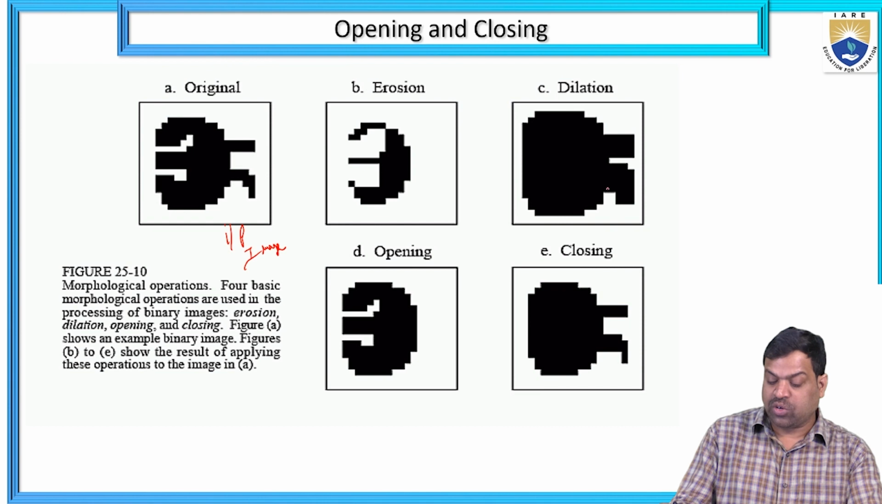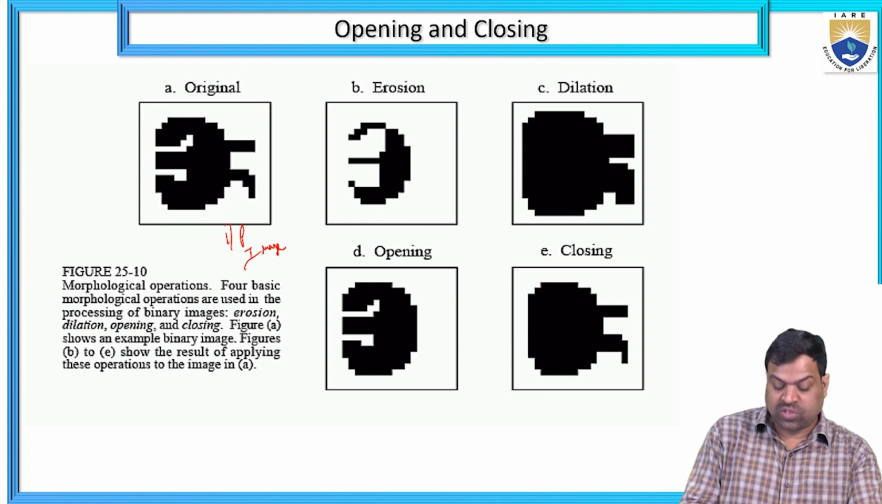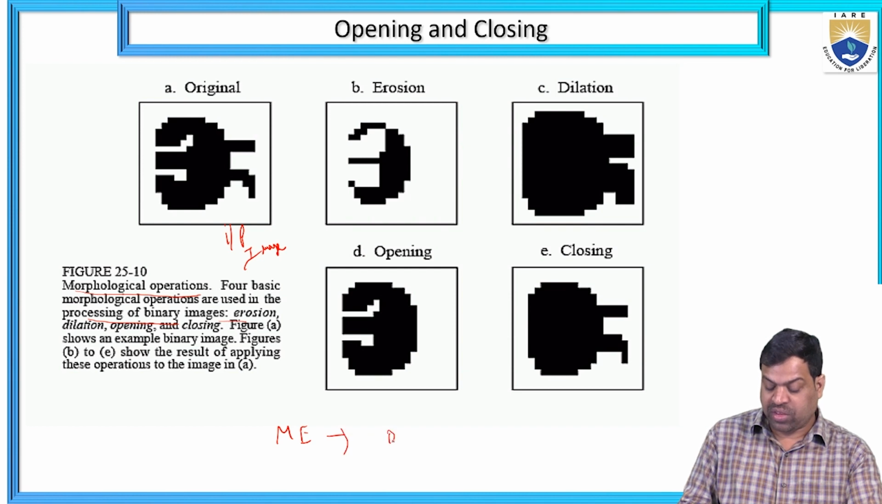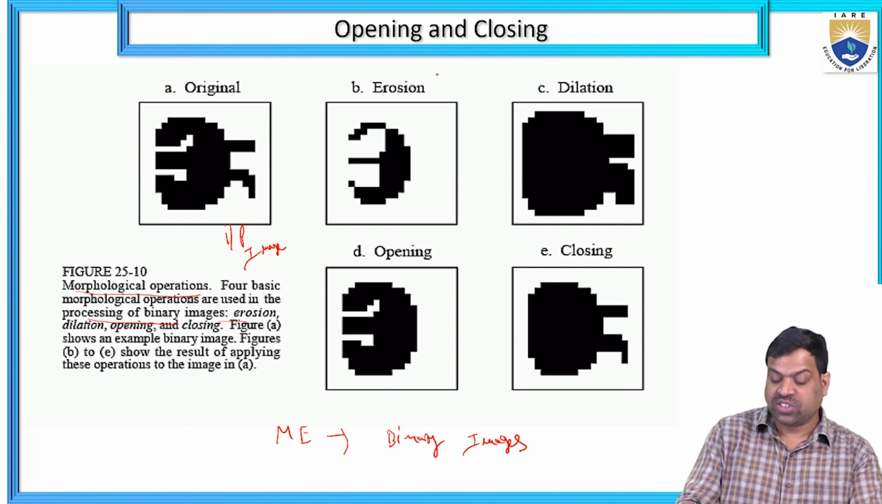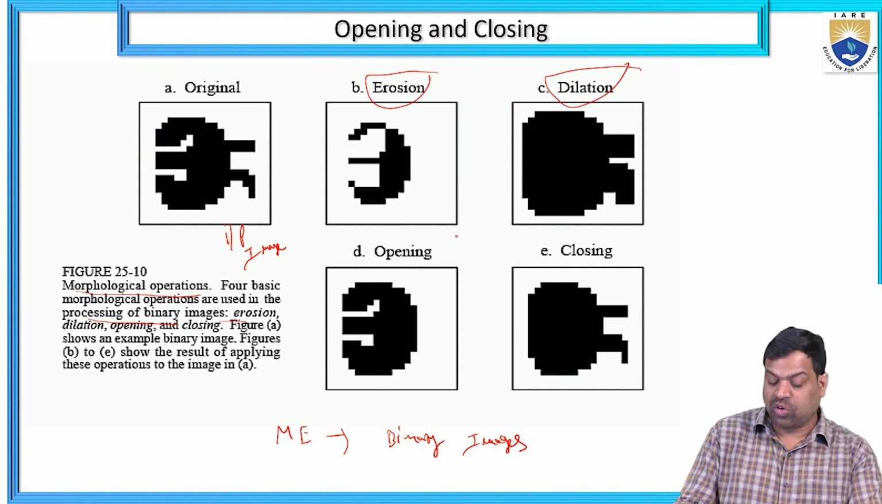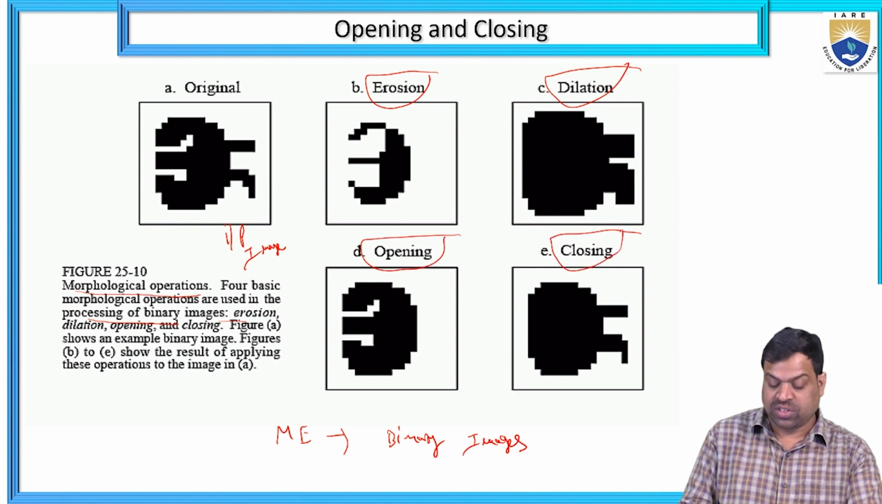So it is the erosion, dilation, opening and closing. Here we are applying morphological operations. Four basic morphological operations are used in the process of binary images: erosion, dilation, opening and closing. Previously we discussed erosion and dilation. Now we are continuing with opening and closing. These are examples of binary images.